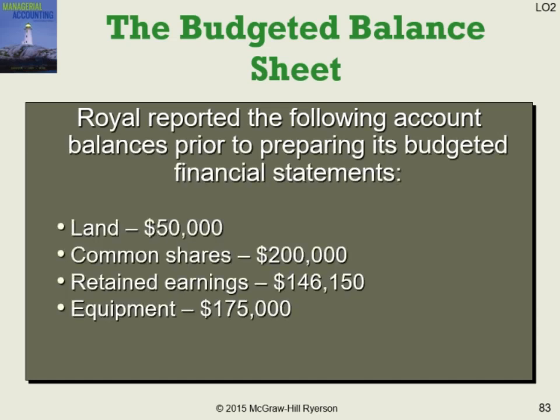A few other things we need to know to fill in all of the information, none of which is affected by the production this period. So 50,000 land presumably doesn't change with production. Common shares, retained earnings, the opening number is 146,150, and the equipment is 175.